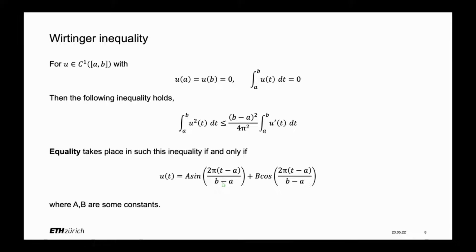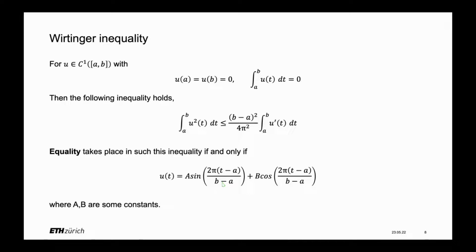What we have here is an inequality: the integral from a to b of u squared(t) dt is smaller or equal to (b minus a) squared over 4 pi squared times the integral from a to b of u prime squared(t) dt. Equality holds if and only if u(t) is equal to a times the sine of 2 pi (t minus a)/(b minus a) plus b times the cosine of 2 pi (t minus a)/(b minus a), where a and b are just some constants.